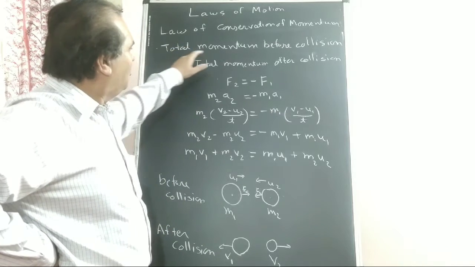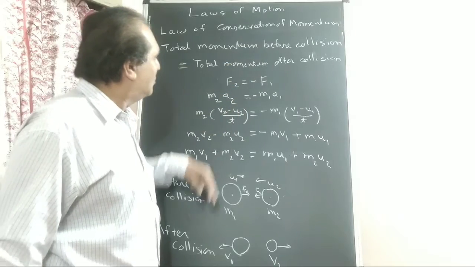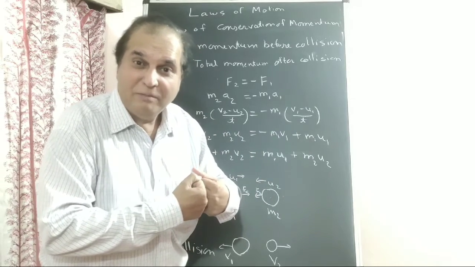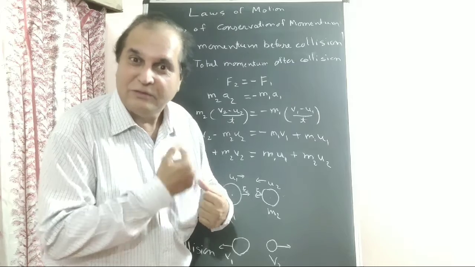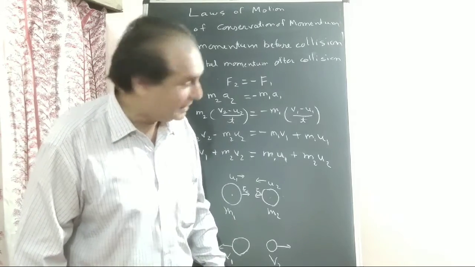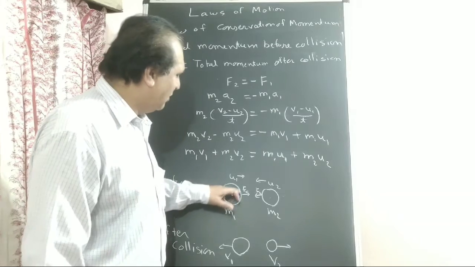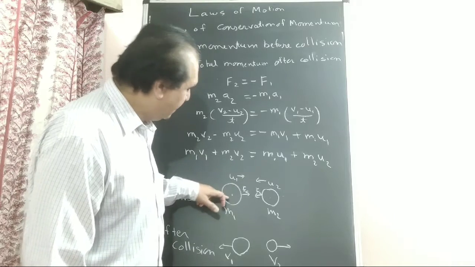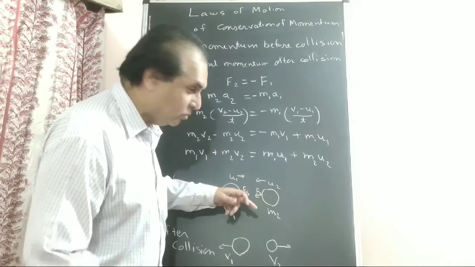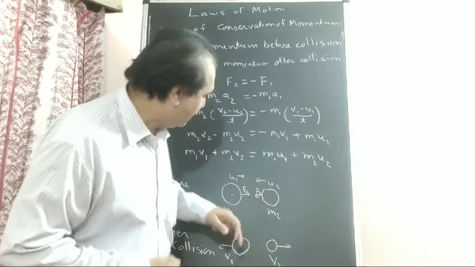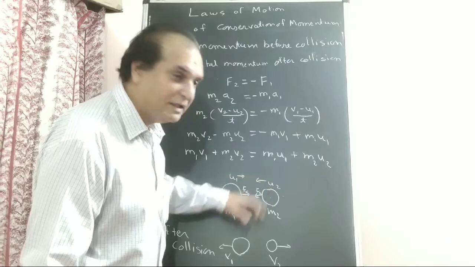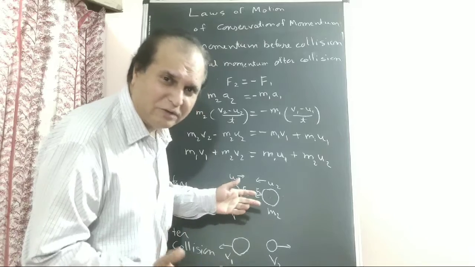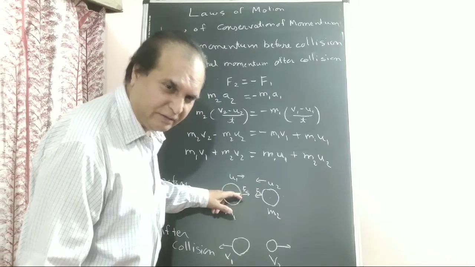Simple law. Total momentum before collision is equal to total momentum after collision. When two bodies collide, total momentum before collision, impact, is equal to total momentum after impact. Okay. See, two bodies are there. This is M1. The mass of this body is M1, this body is M2. They are coming towards each other. This velocity is U1, this velocity is U2. Coming, collided. Equal force on each. Getting?